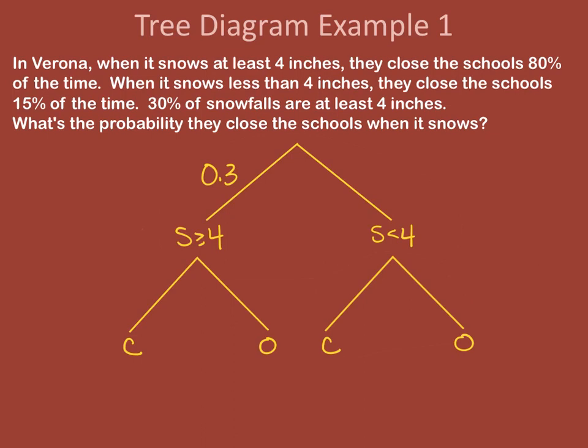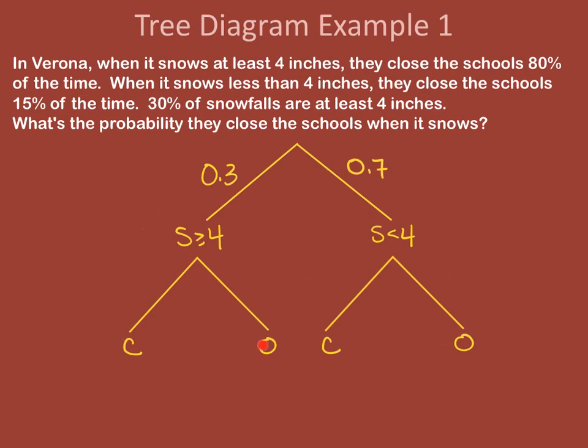So if that's 30%, then that means the rest of the snowfalls are less than 4 inches. And together, these two probabilities must add up to 100% or 1. Because these are my only options when it snows. It's either going to do more than 4 inches or not. So since these two things must add up to 100% or 1, my missing probability must be 0.7.